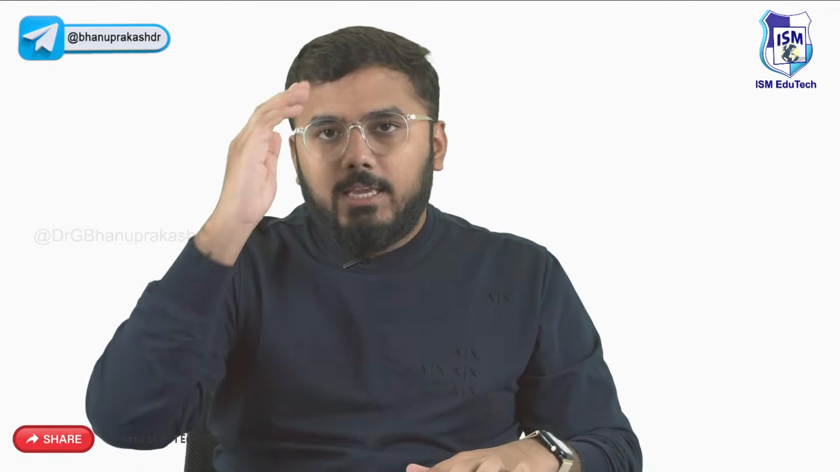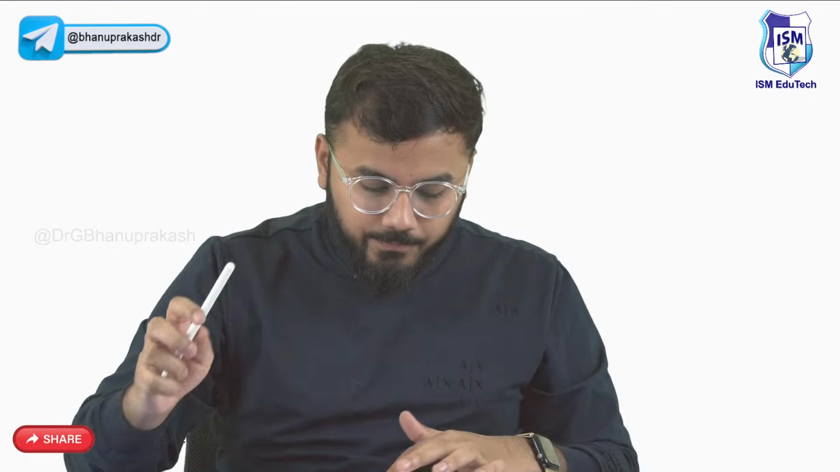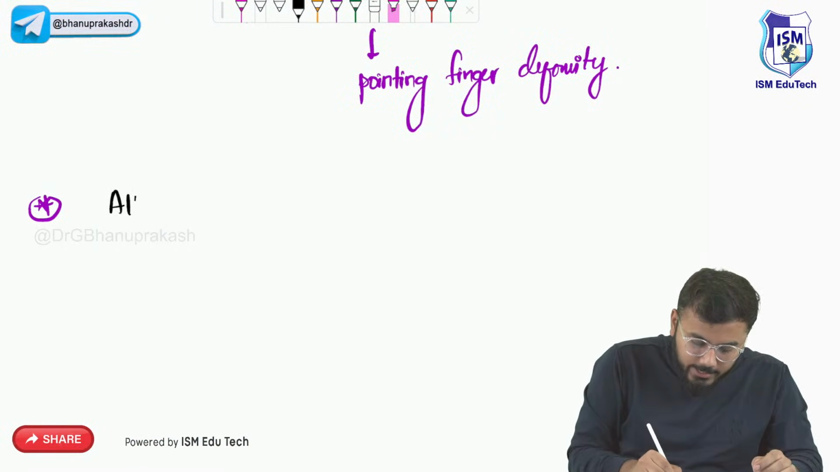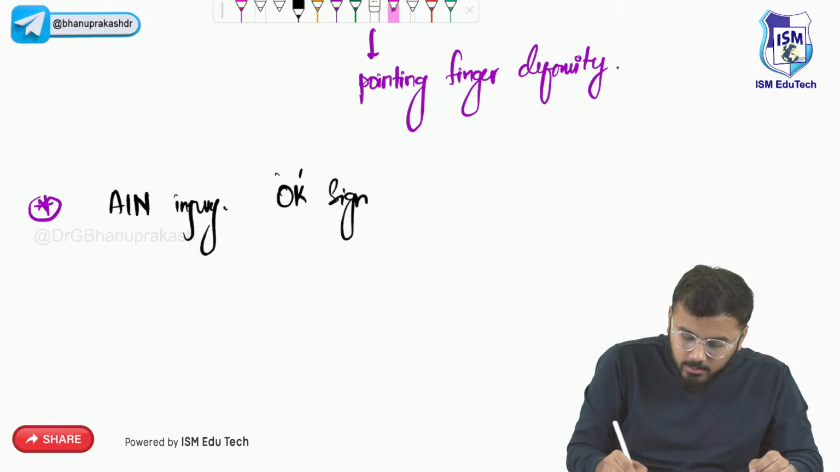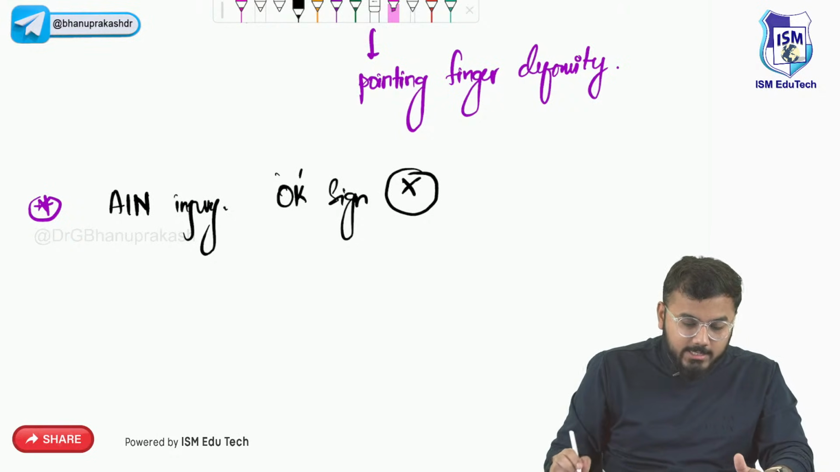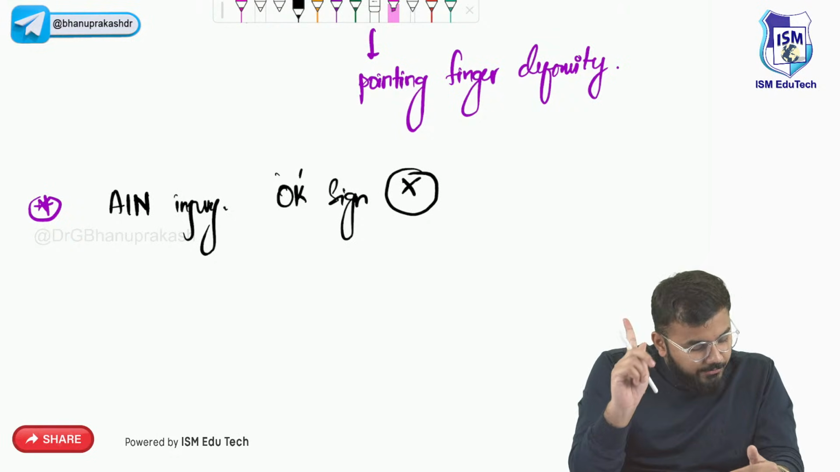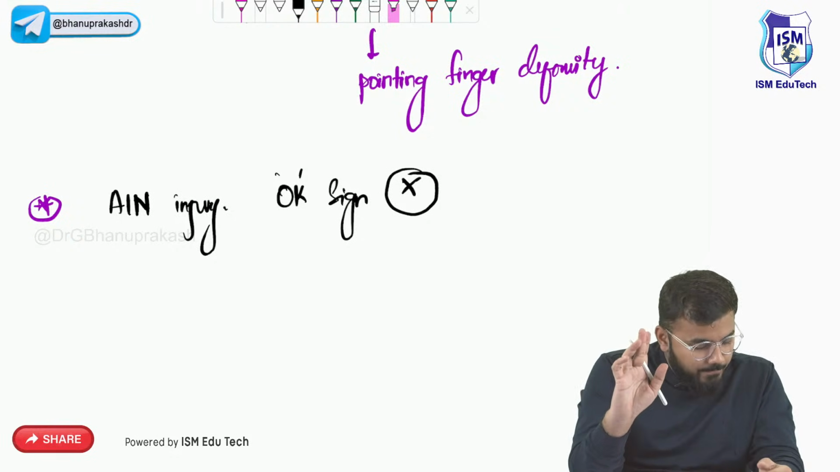Okay. So the patient cannot do this OK sign. He will be doing it like this. So in case of anterior interosseous nerve injury, keep in mind that the patient cannot do an OK sign. Anterior interosseous nerve injury, OK sign is not possible. Is everyone clear here? Yeah.